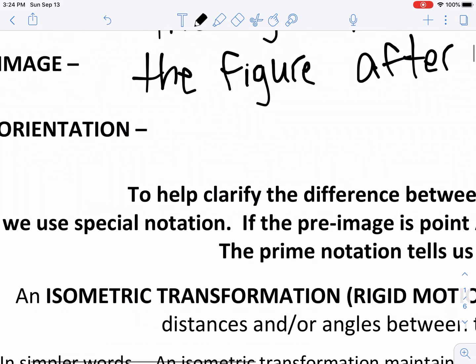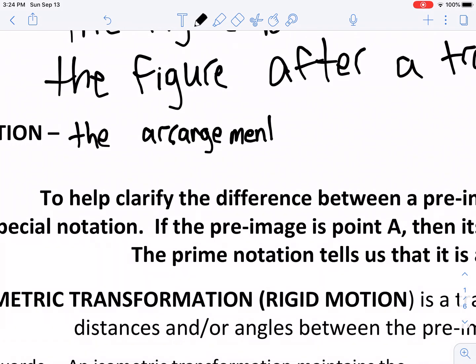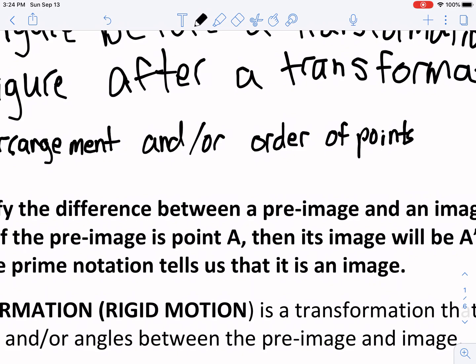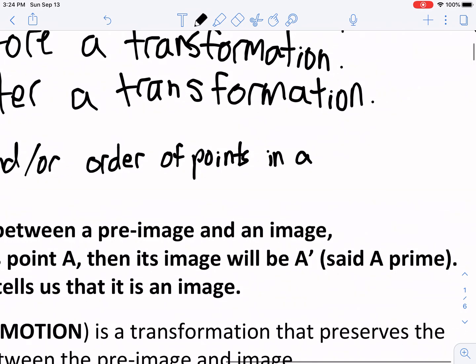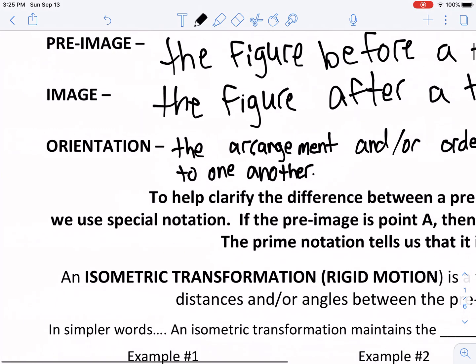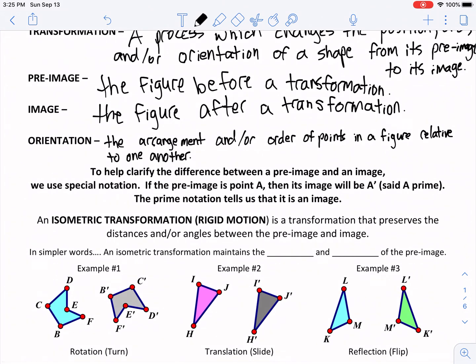And to kind of clarify, when we say orientation, what we mean is the arrangement and or order of points in a figure relative to one another. Okay, so thinking in terms of like the layout, how is everything arranged in the picture, okay?